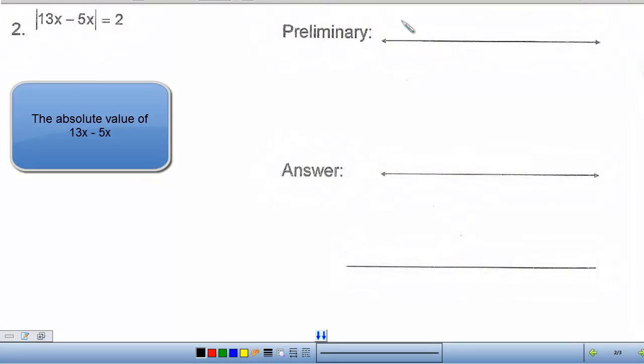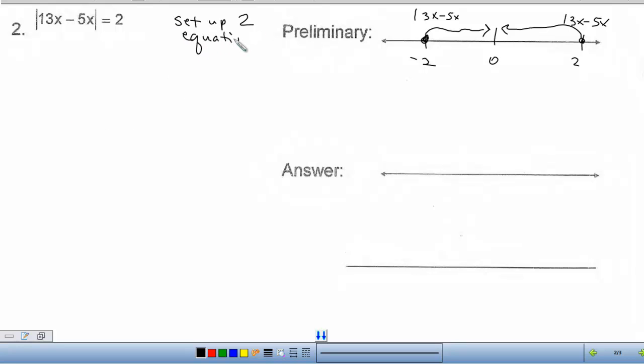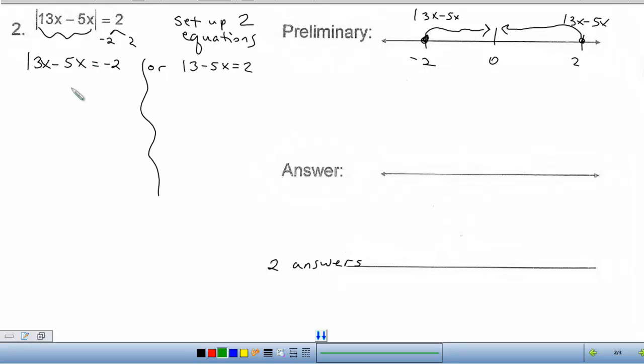Example 2. The absolute value of 13x minus 5x is going to lie between negative 2 and positive 2. It's going to be 13x minus 5x is going to be the distance from 0 in both directions. Now we set up two equations. How many? Two equations. And I'm going to have two answers. Take 13x minus 5x out of the absolute value, and we're going to set it equal to negative 2 or 2. First thing I want to do here is combine like terms.